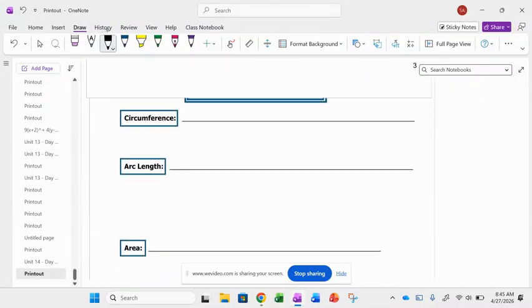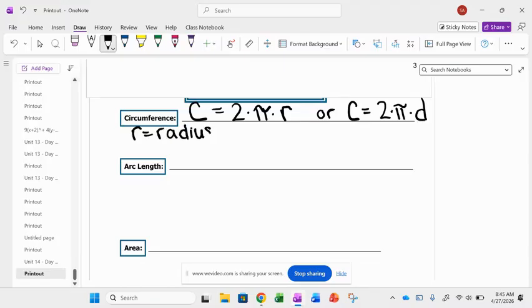To find the circumference of a circle, you guys should all be pretty good with this from middle school. Circumference is equal to 2 times pi times the radius, or 2 times pi times the diameter. So r is the radius, r equals radius, and d equals diameter.